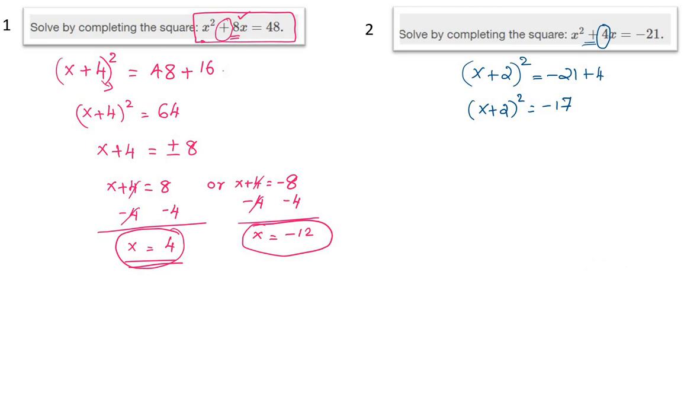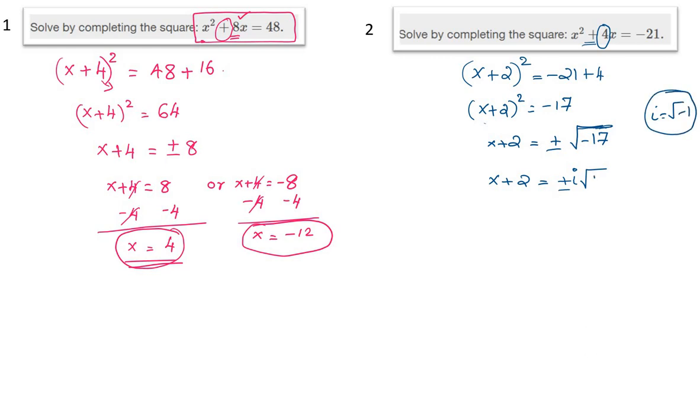Now take the square root on both sides. So x plus 2 is equal to plus or minus the square root of negative 17. We have a negative sign inside the radical, so that can be written with i, because you know i is equal to the square root of negative 1. So that's why.